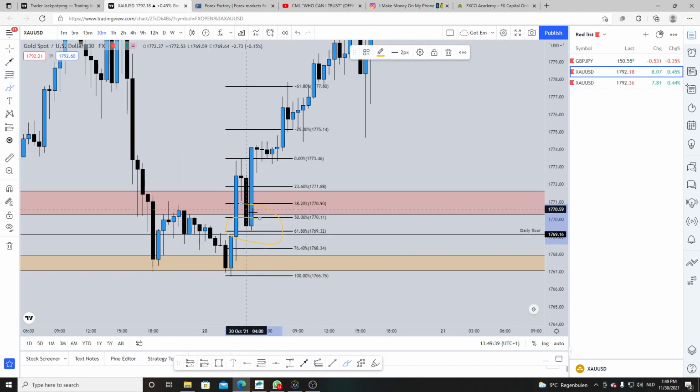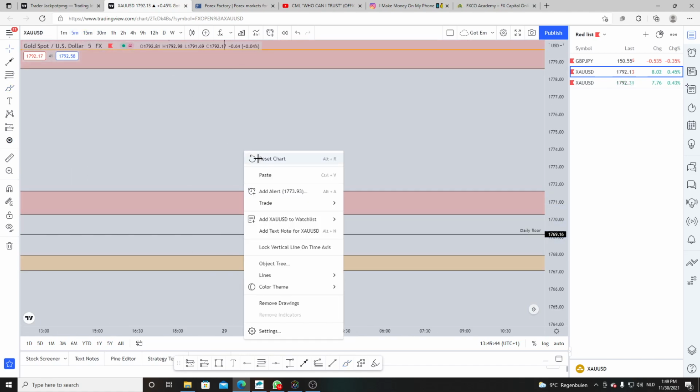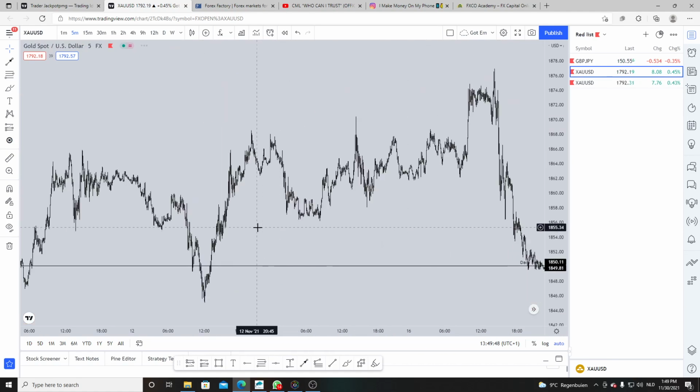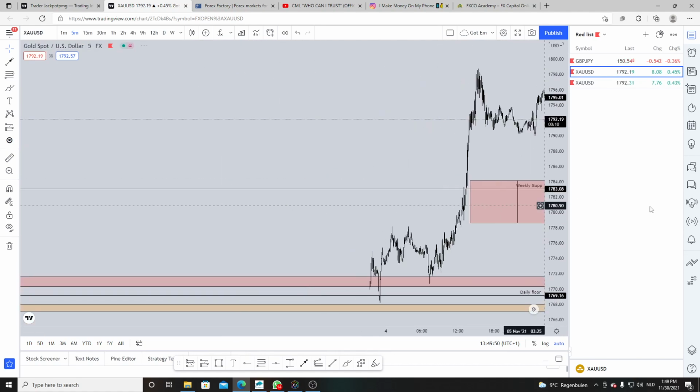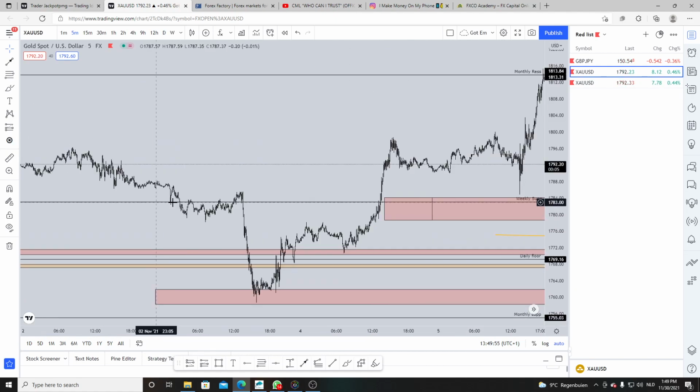Let's circle the zone. This is more for the advanced people. Gotta be very careful when you do stuff like this. You gotta really know what you're looking for. Let's see if I can find it for you guys. I think I lost it.